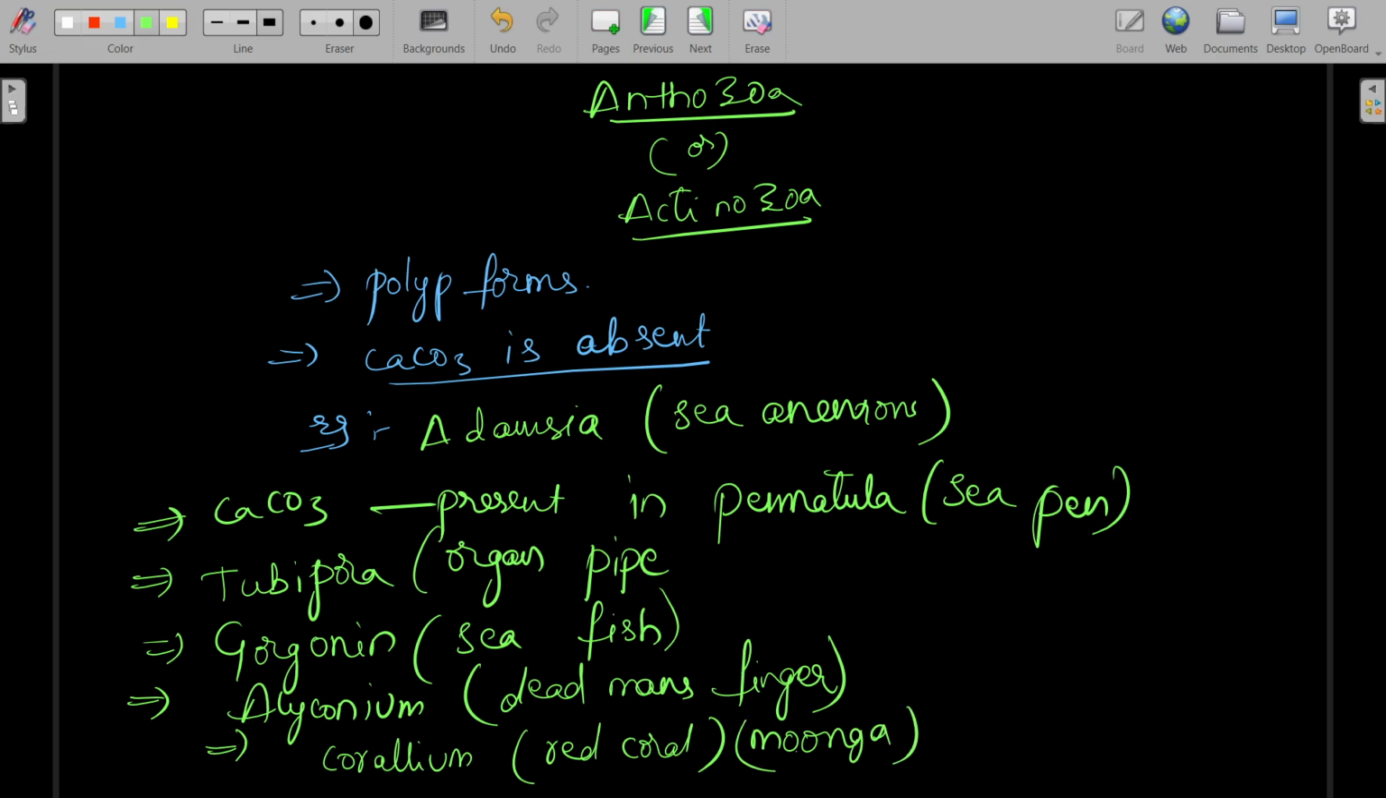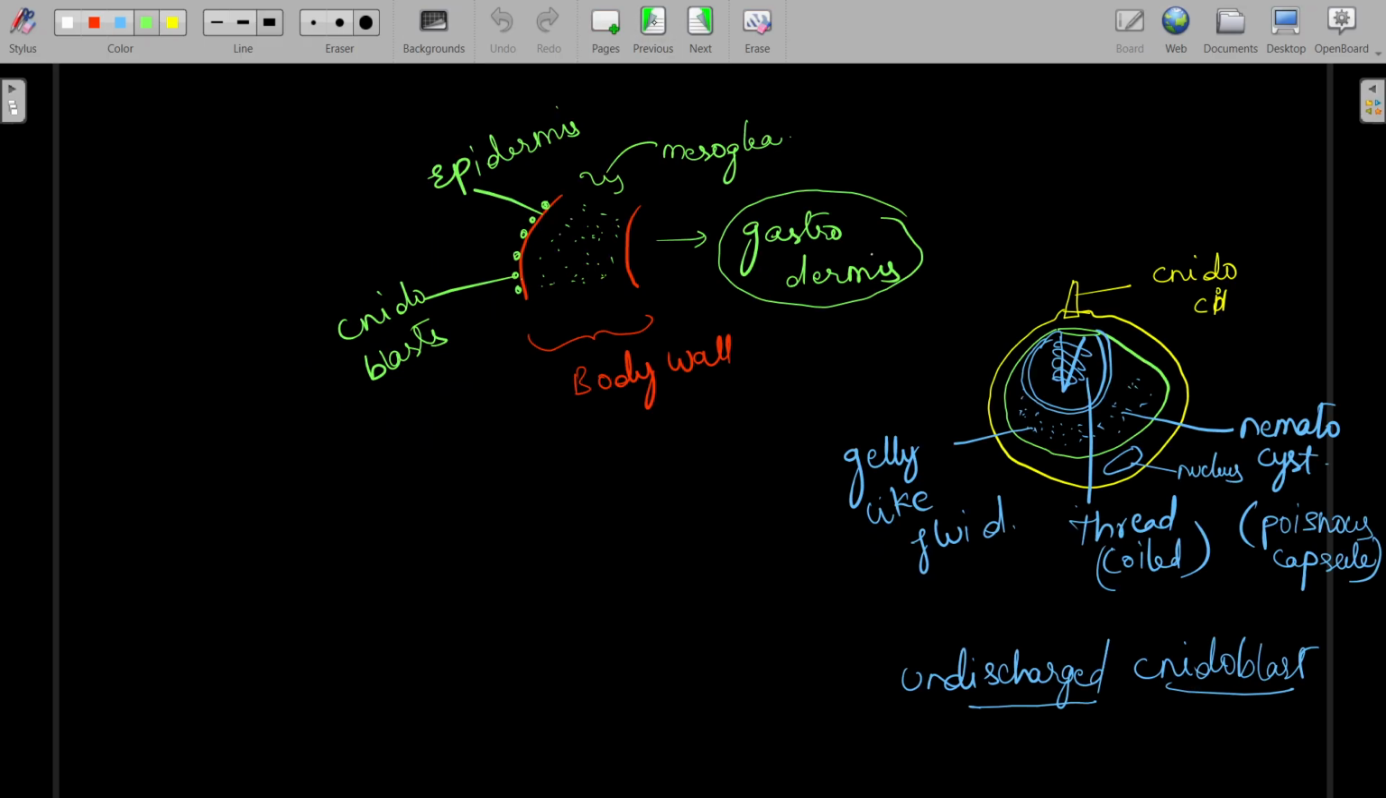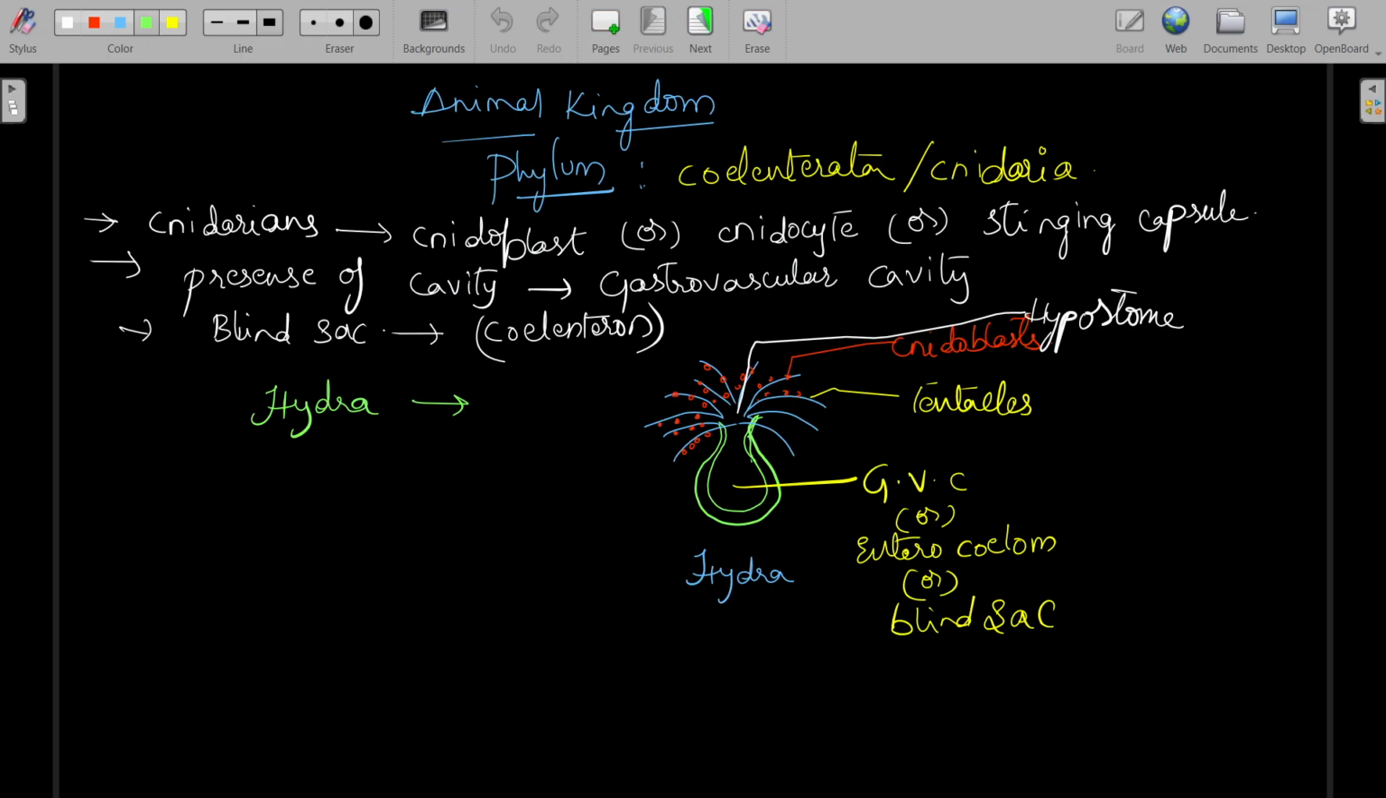So this is the classification and general characteristics of cnidarians or coelenterates. In the next class, we will learn about the phylum Ctenophora.